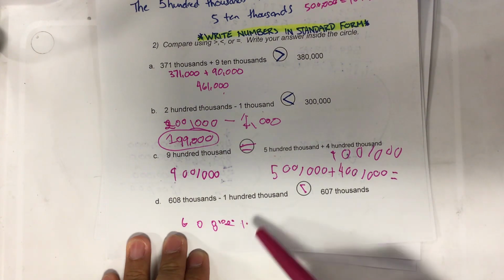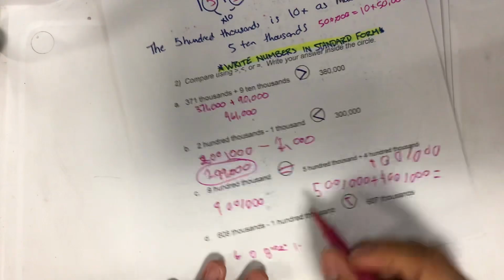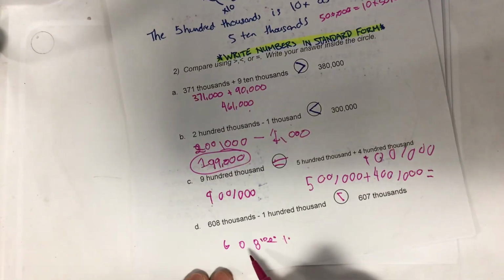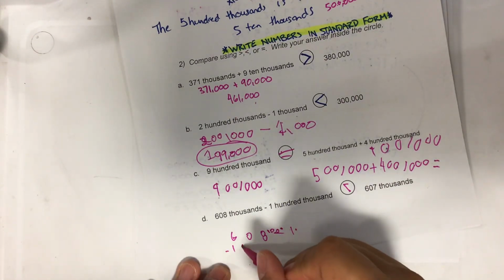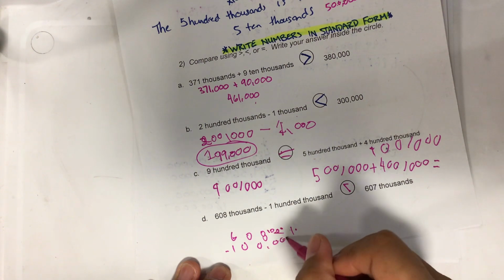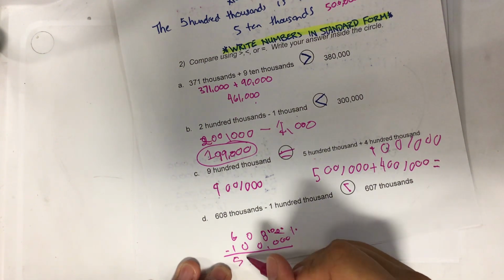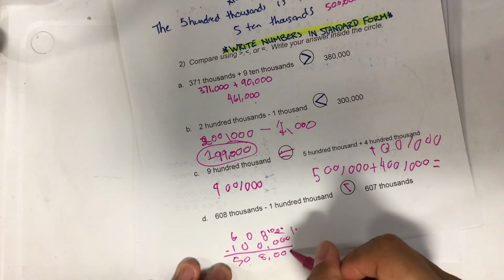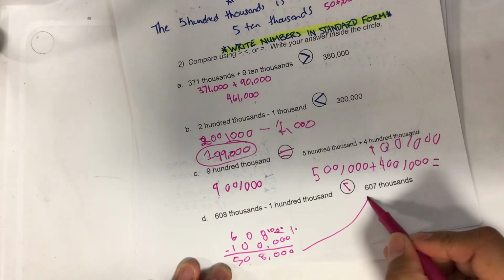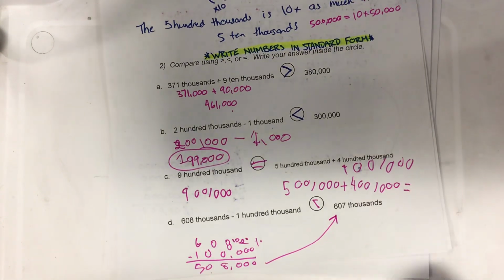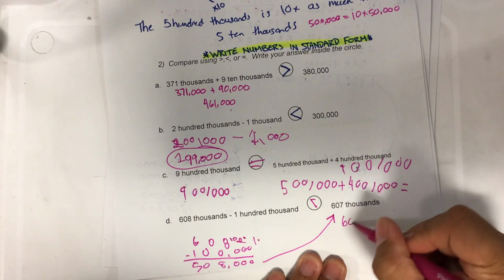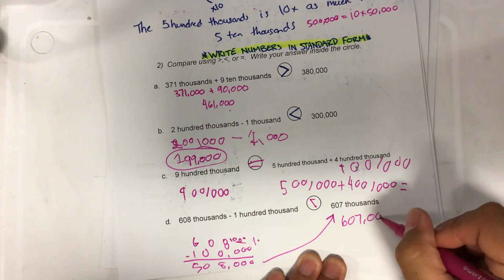608,000 minus 100,000. We know that this would be 608,000, and we subtract 100,000. We're going to get 508,000, which is less than 607,000. Because if we write that out, that's 607,000.